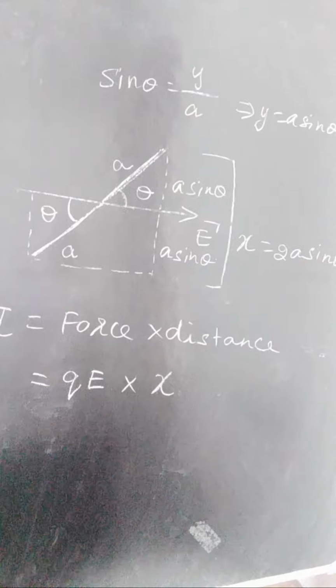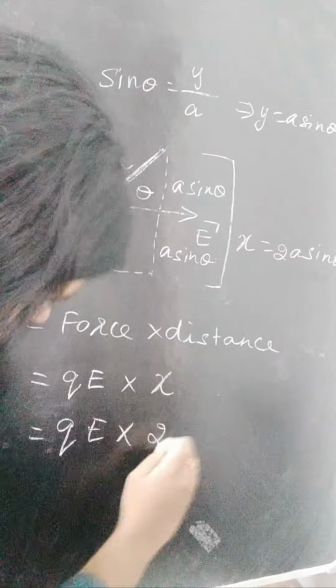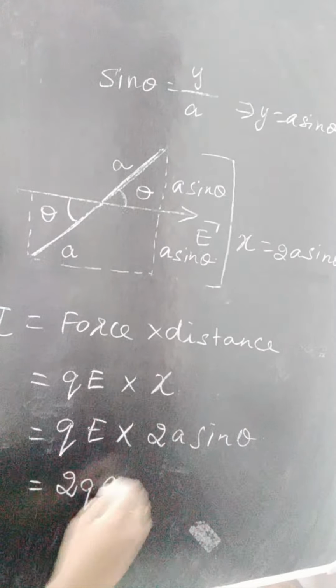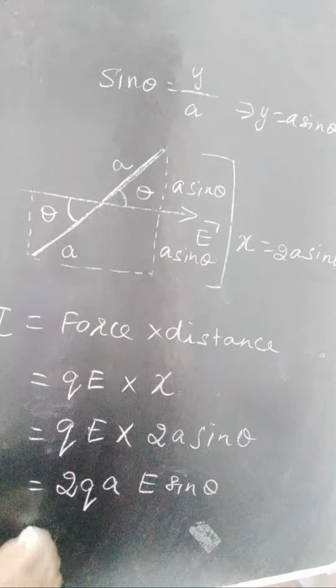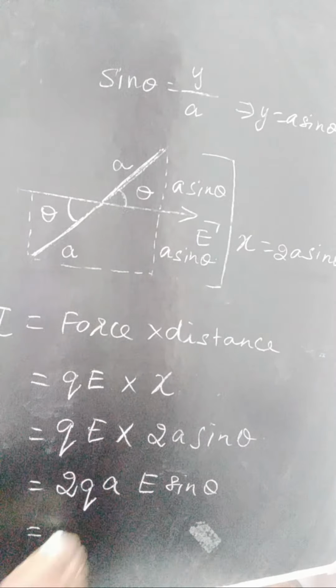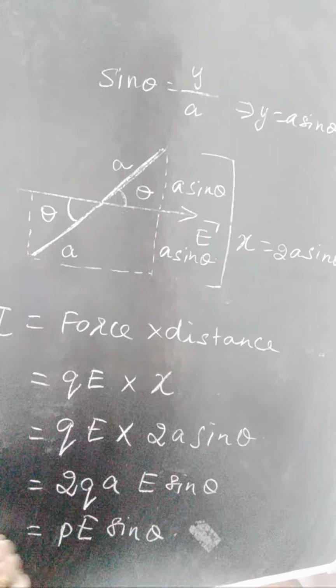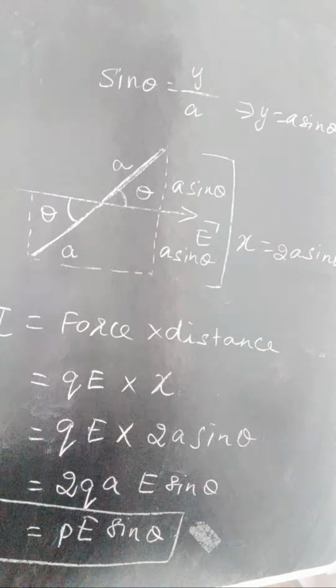Getting? So shall I substitute q into E into 2a sin theta? Shall I write? 2qa E sin theta. What is 2qa? P. So P E sin theta. Very very important formula. The torque induced is equivalent to P E sin theta.